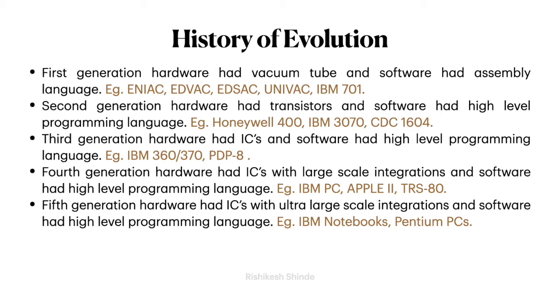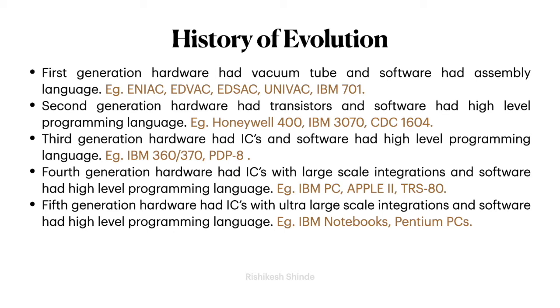The circuitry inside the CPU became smaller and smaller, with enhanced speed, less consumption of power, and efficient memory. Therefore, each generation of computers is characterized by a major technological development that has drastically changed the way in which computers operate. The first generation of computers is considered between 1942 and 1955.